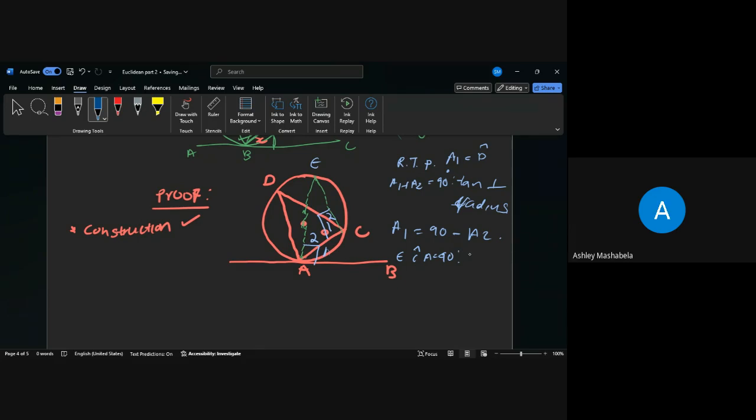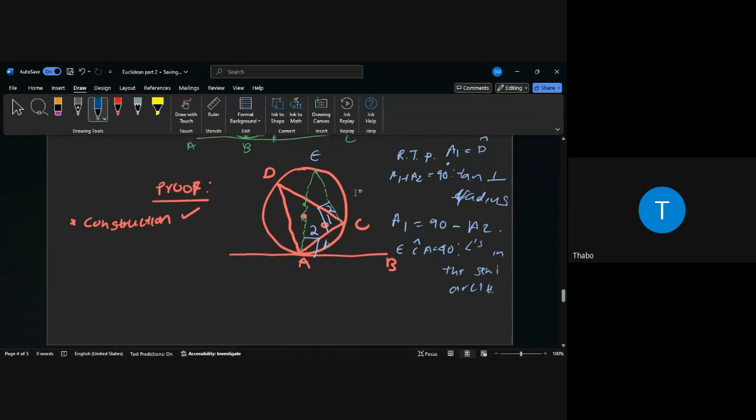Angle in a semicircle. Yes, angles in the semicircle. Fine. So now, are we together so far, guys? Yes. Please respond fast. Therefore, I can do this. Okay, let me scroll.